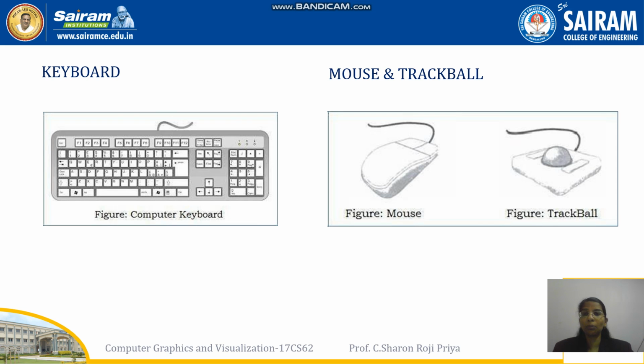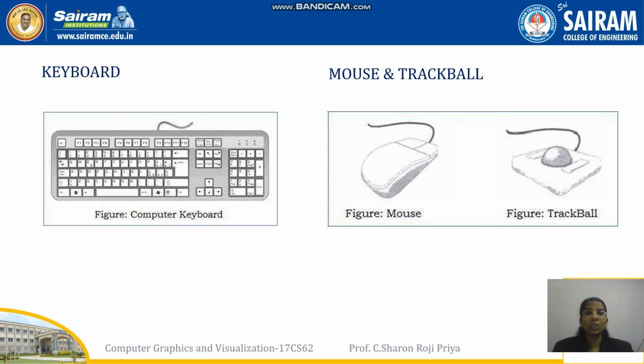This is a general keyboard with set of keys, and each key in the keyboard is associated with an ASCII character. When I press a key in the keyboard, the corresponding ASCII value is returned to the user program. This is how this keyboard communicates with the application program. Next is mouse and trackball. Mouse and trackball are pointing device.